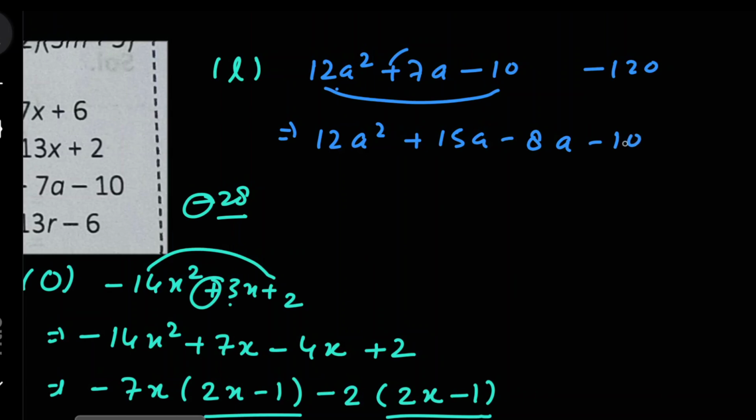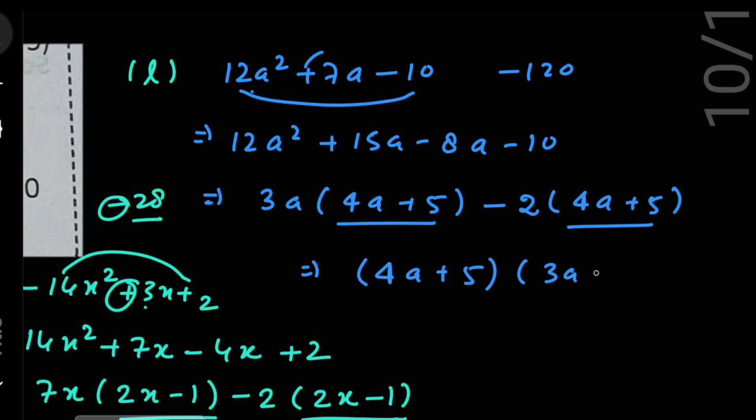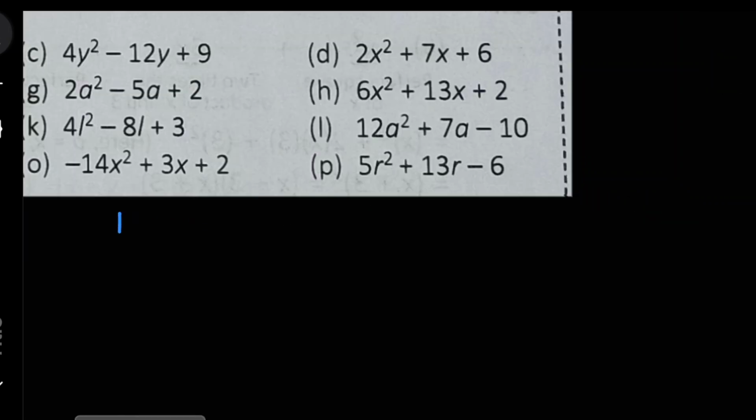8a minus 10. Taking 3a as a common, we have 4a plus 5 here. Taking minus 2 as a common, we are left with 4a plus 5. So 4a plus 5, 4a plus 5. Taking 4a plus 5 as a common, we have 3a minus 2, and this is our answer. Let us solve the P one.